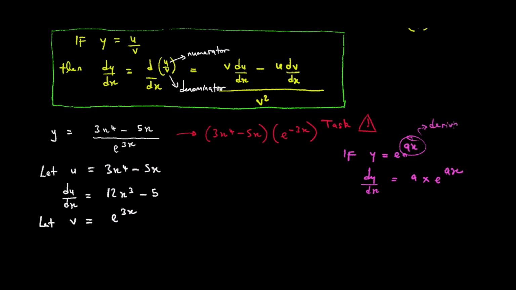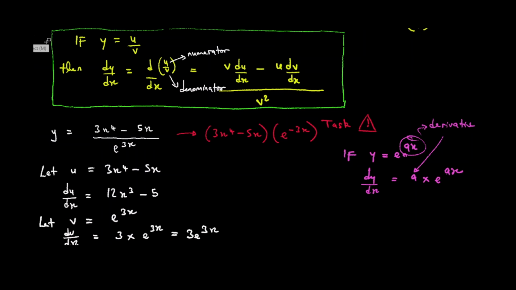When we find the derivative of the power, we multiply by the original function, that is how we do it. So here dv dx is equal to the derivative of the power, which is 3, times the original function e to the 3x, correct? This is equal to 3e to the power 3x, like that.